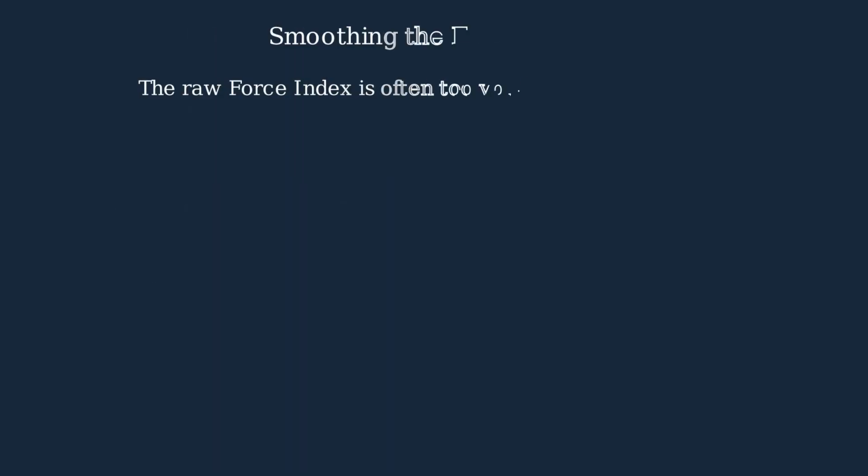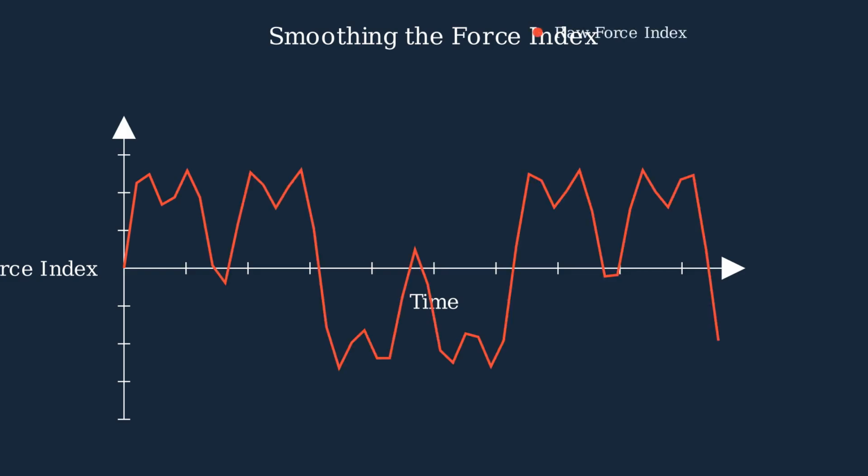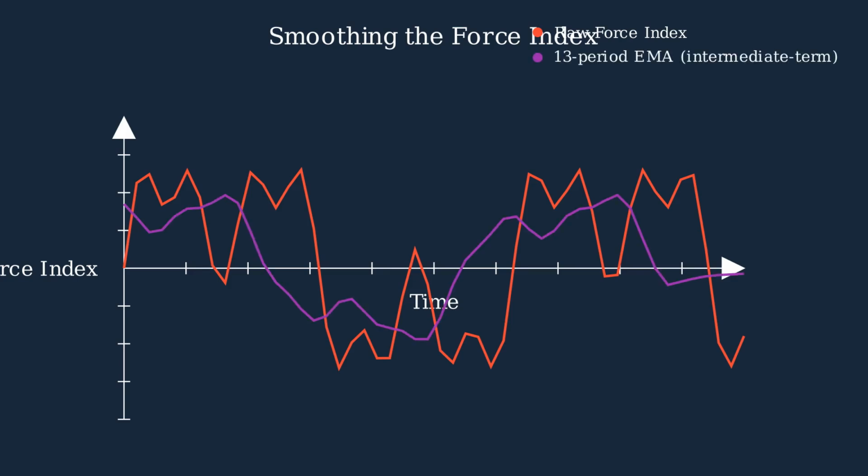The raw Force Index often presents challenges for traders due to its high volatility. To address this issue, traders typically apply an exponential moving average, or EMA, to smooth the values. Here we can see the raw Force Index with its significant volatility, making it difficult to interpret clear signals. By applying a 13-period exponential moving average, we smooth out much of the noise while preserving the significant trends.